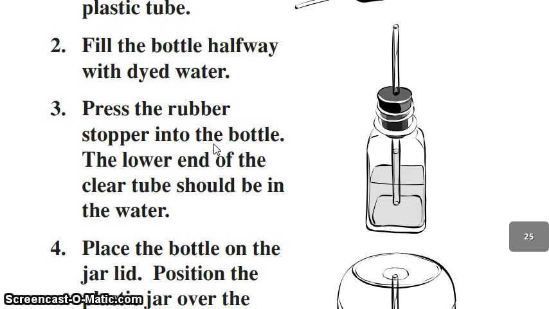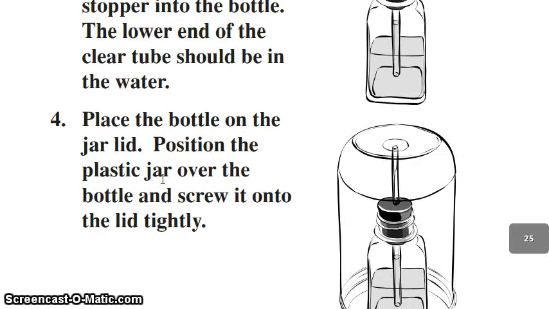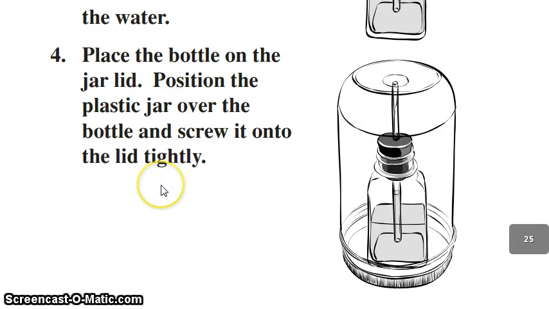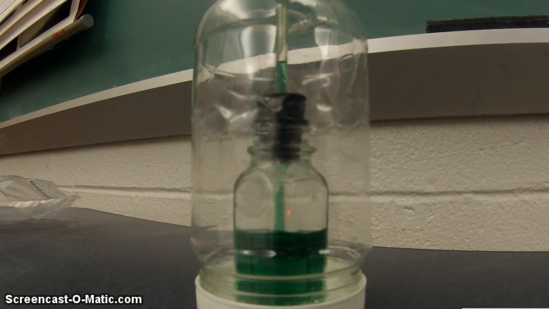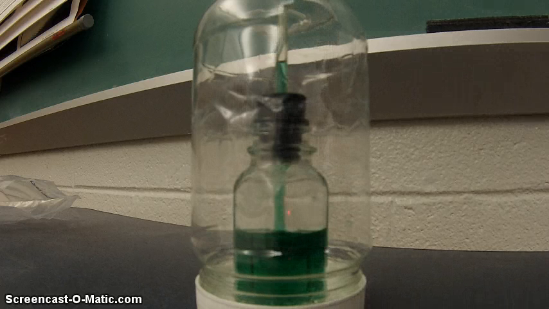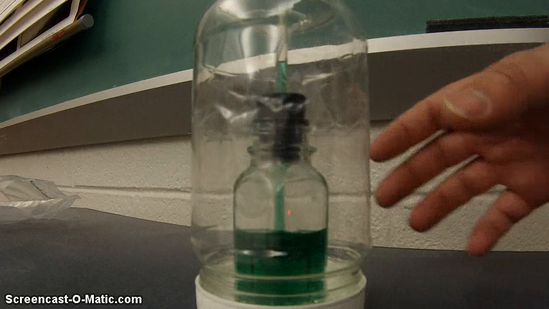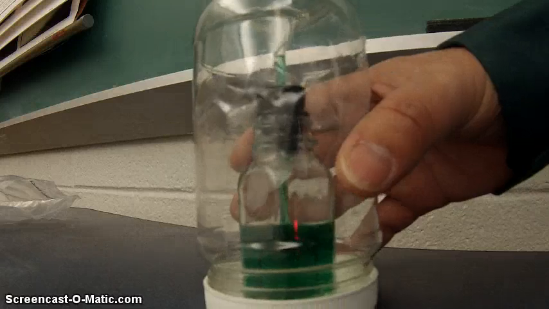Okay, we're going to fill it up halfway, and we're going to dye the liquid inside just to make it a little easier to see. Put the rubber stopper into the glass bottle, and then we're going to position it upside down inside a glass jar, or a plastic jar, with the lid screwed on tightly. So here is the lab, and as we go to squeeze, we can start to see what's going to happen inside.